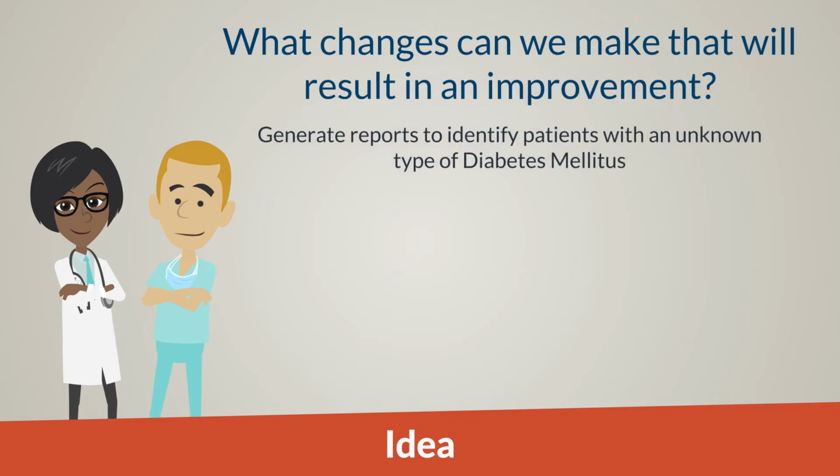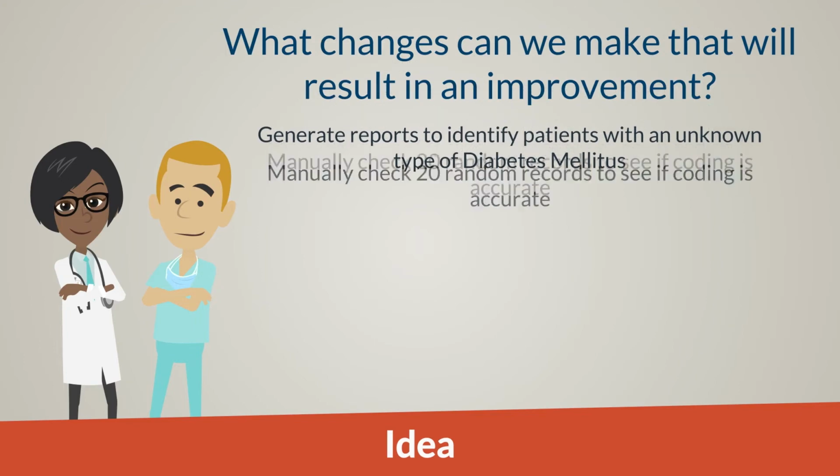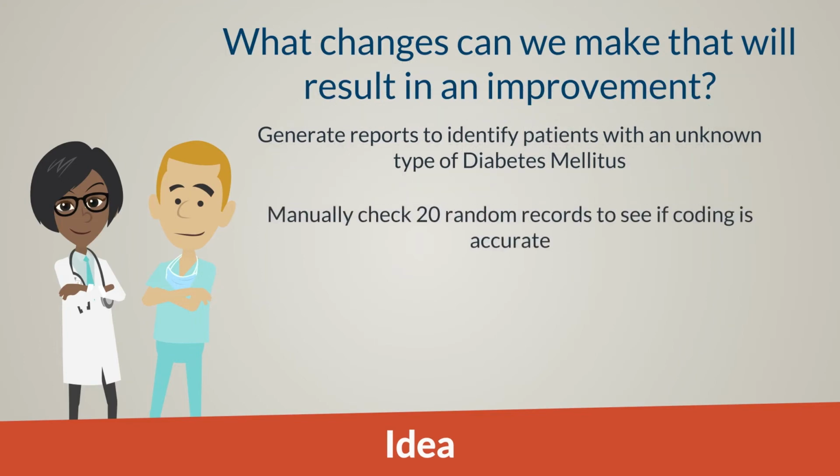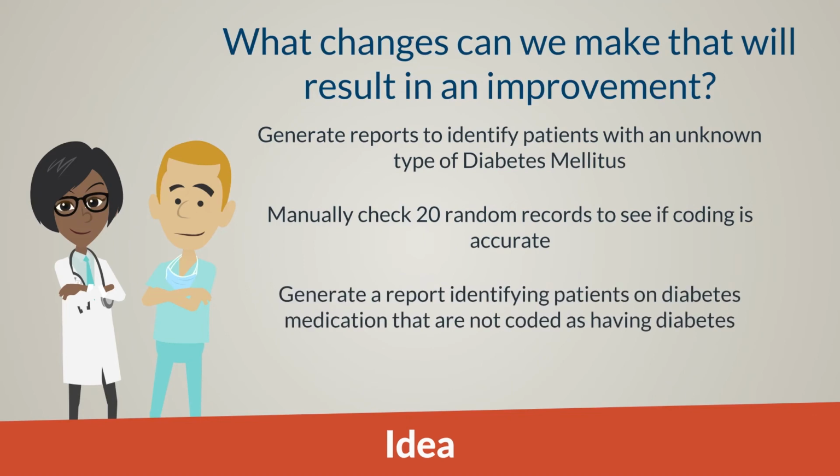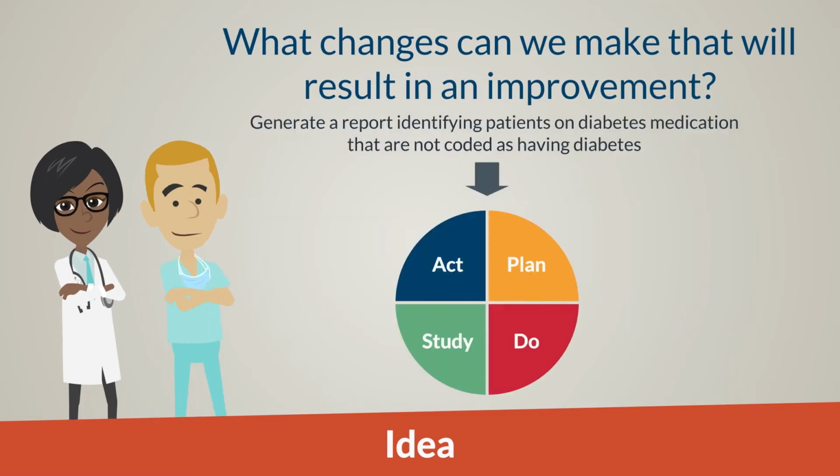Dr. Smith and Nurse Jack consider the following ideas. Generate a report to identify those people with an unknown type of diabetes. Manually check 20 random records to see if coding is accurate. And generate a report to identify people on diabetes medication that are not coded as having diabetes and code correctly. Now Be Well Health Service is going to test one of their ideas with a PDSA cycle. They decide to test the third idea.